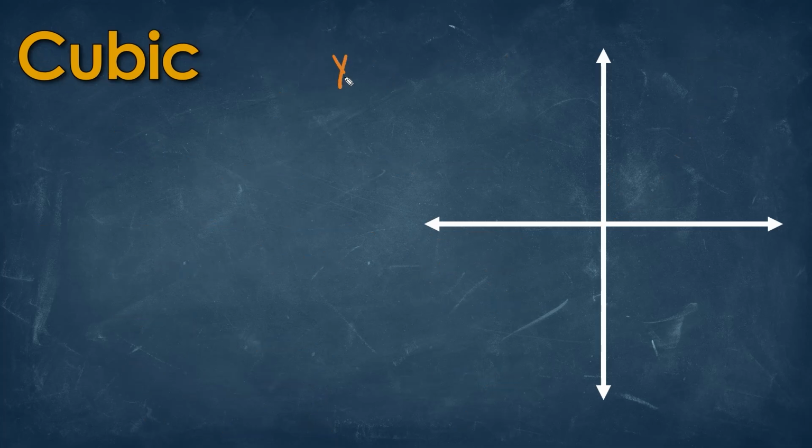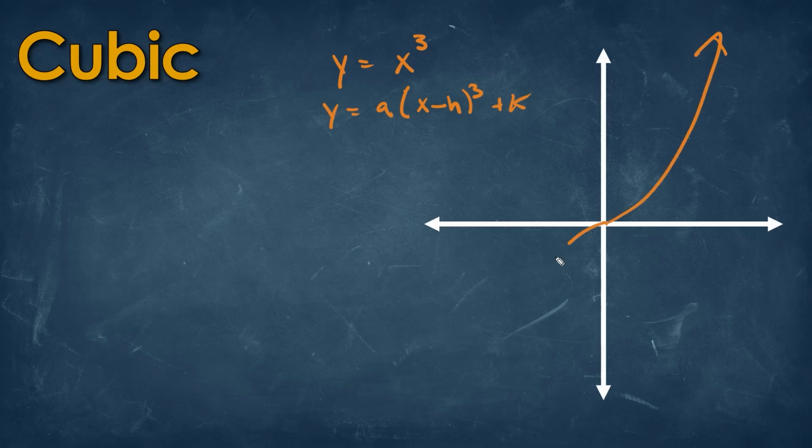For a cubic function, the simple form is going to be y is equal to x cubed. The standard form is similar, as we'll have y is equal to a times (x minus h) cubed plus k. However, no matter what we have for the equation, whether it is standard or simple, the domain will always be from negative infinity to positive infinity. And the range will also always be from negative infinity to positive infinity.